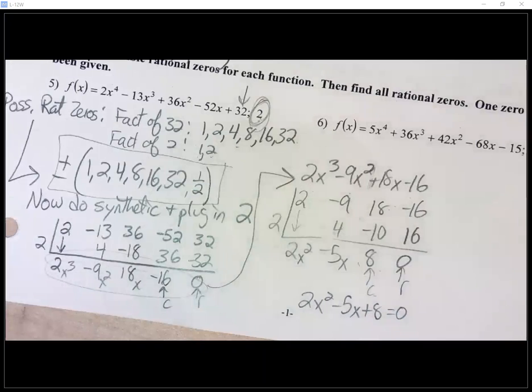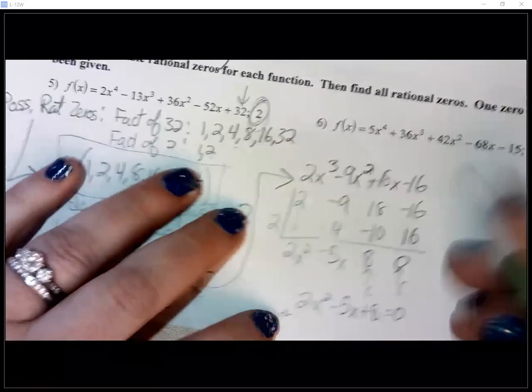Can I factor this? The factors of 16, that has to be a negative 5. No, I don't think so. So I would do the quadratic formula on this. Let's do it real quick, because I would not do completing the square.